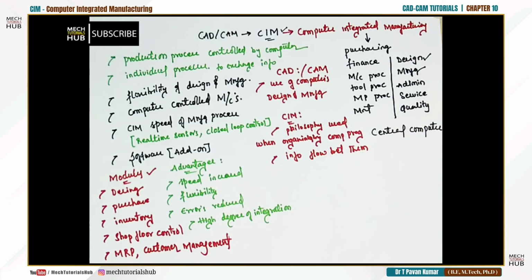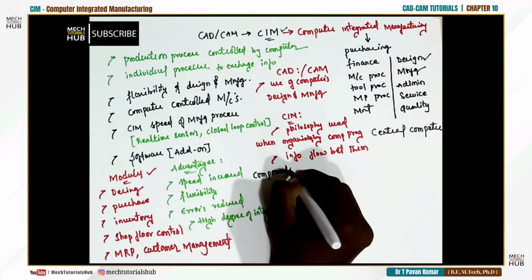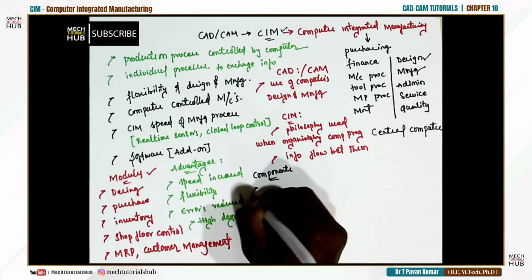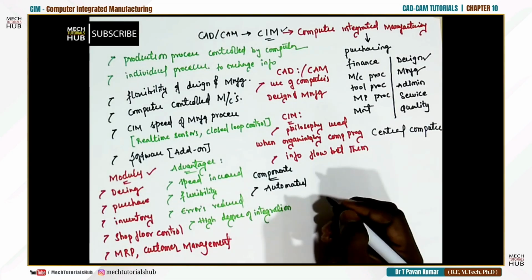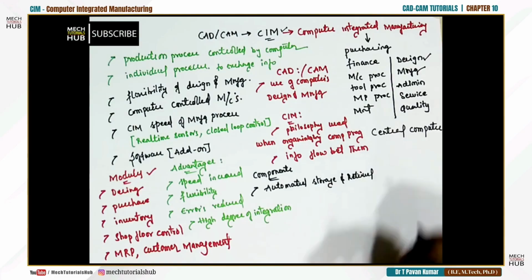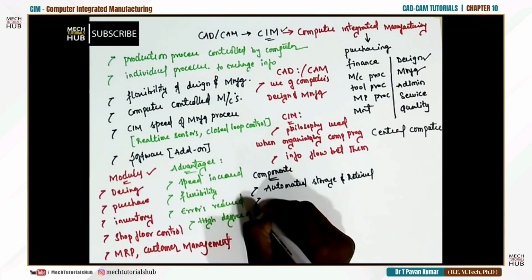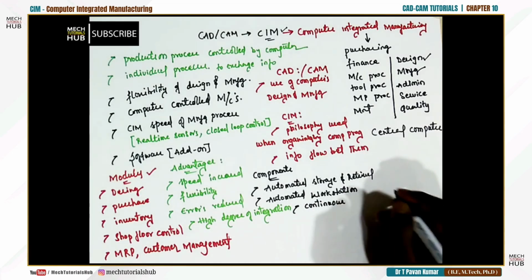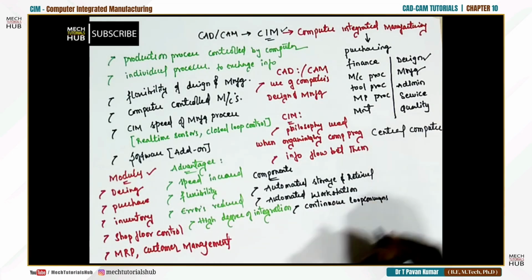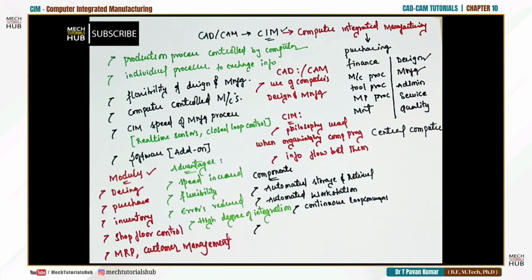Now, what are the basic components of a CIM system? The main intention of introducing this CIM system is automated storage and retrieval. That is the first component. Automated workstations are the next, nothing but usage of CNC machines, and continuous loop conveyors to shift a part or any material from one place to the other.